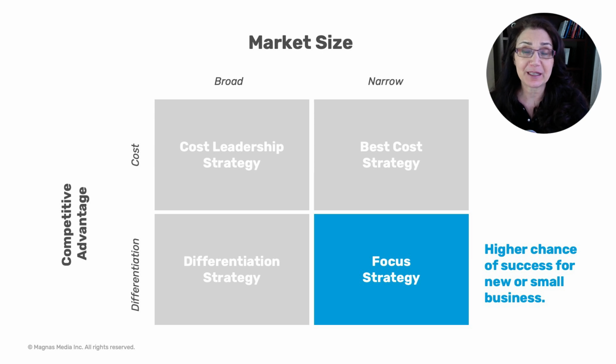The first one is the best cost strategy, which means you can focus on having the best price in a narrow market. That can get tricky, especially if you're dealing on a global scale. In a local market, you can compete on price, especially if you control the supply chain and the manufacturing, you might be able to compete on price.